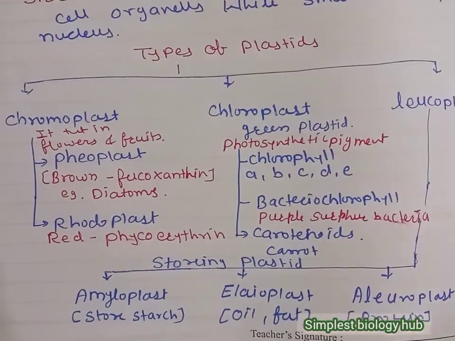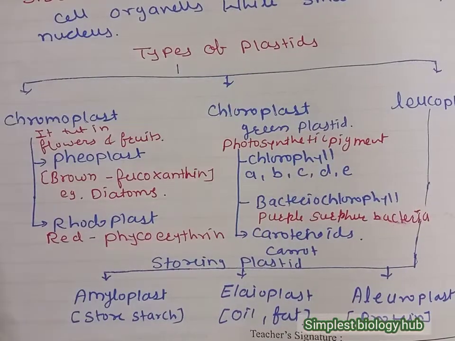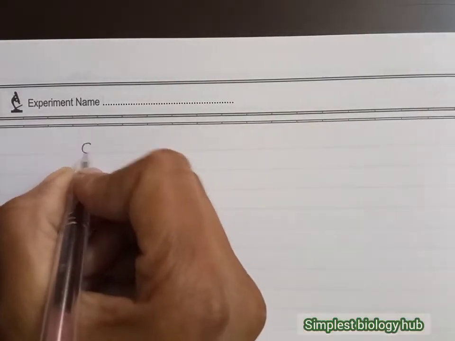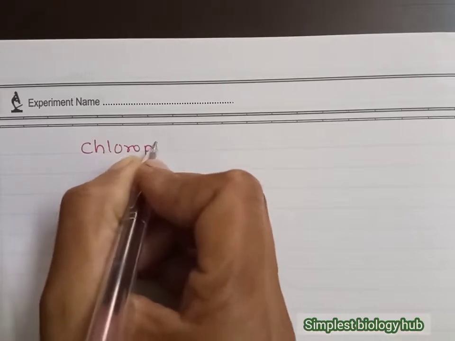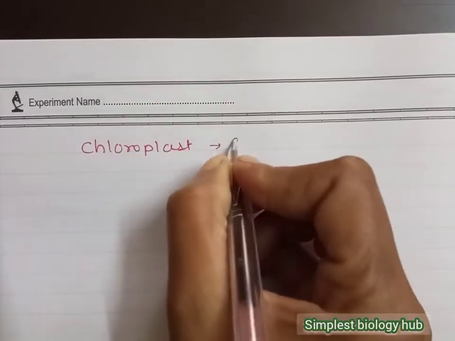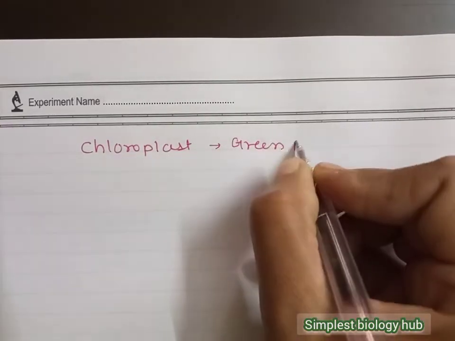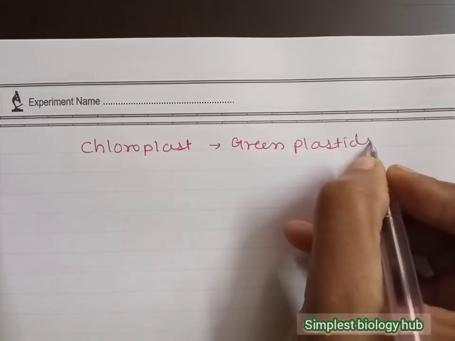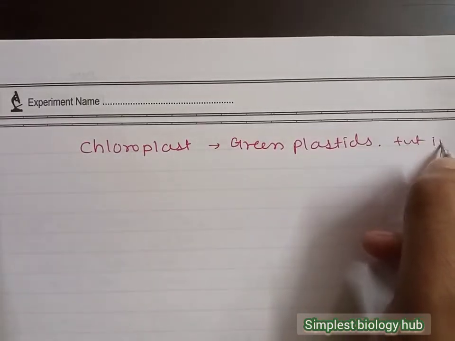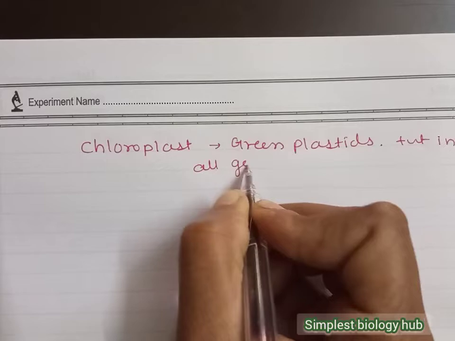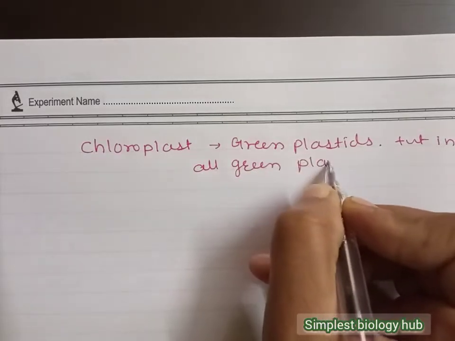In this way we categorize the plastid into a number of types. Now we talk about the chloroplast. It is called the green pigment because it is very common in all green plants, and it contains the chlorophyll pigment which is responsible for the process of photosynthesis.